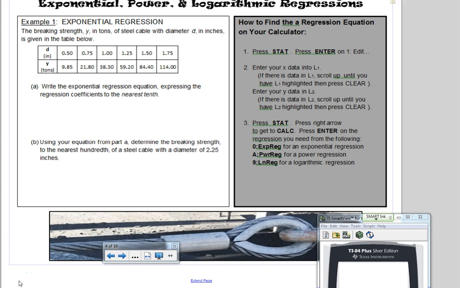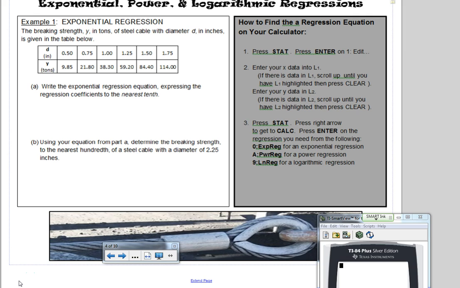Hi, today we're going to be going back to regressions. You've done regressions before, you've done linear regressions and quadratic regressions. So now that you've learned about exponential equations and log equations and how to solve for a base, we're now going to do 3 other regressions. And these are the last 3 regressions you need to know how to do.